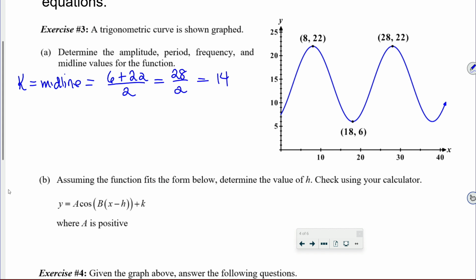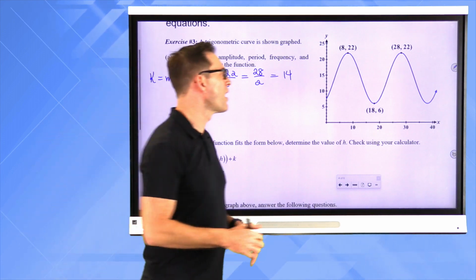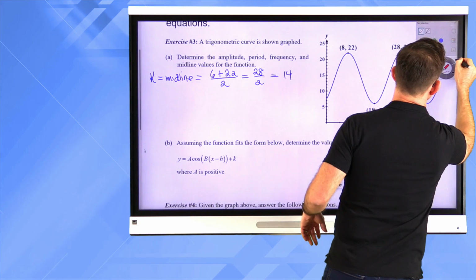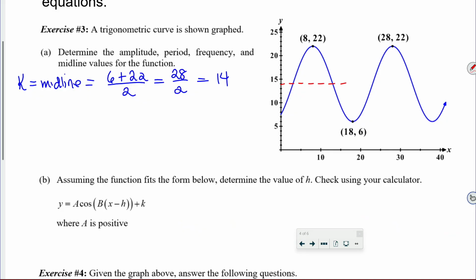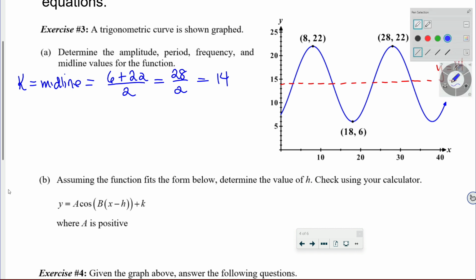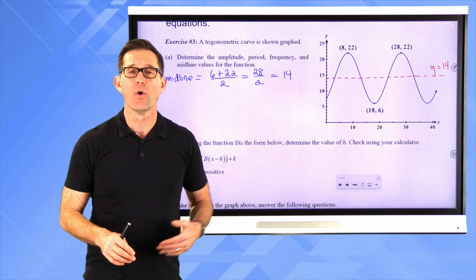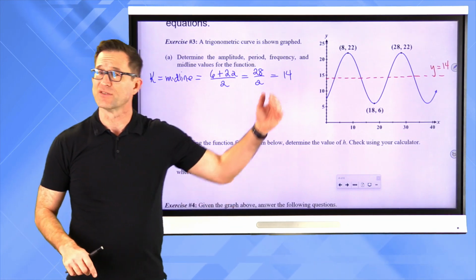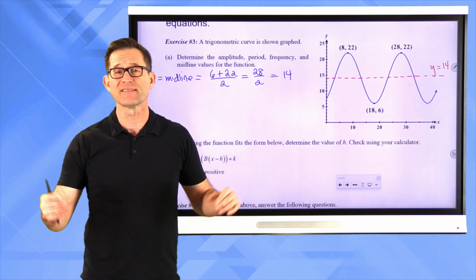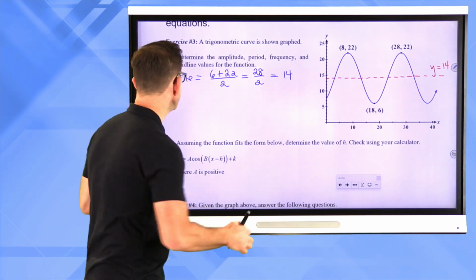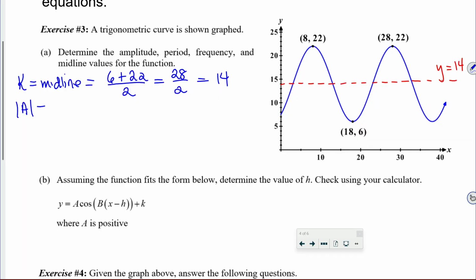I kind of like doing that right from the get-go because I can then draw my midline on. It may not be the most accurate thing, but it kind of gives me a nice physical sense for at least some of what is going on, right? So this curve is rising and falling by a certain amount above and below y equals 14. Yet again, you could just do 22 minus 14 or 14 minus 6 either way and get the amplitude, or you could use that classic formula, the amplitude being the maximum, 22, minus the minimum, 6, divided by 2. That would be 16 divided by 2, and that would give me an amplitude of 8.